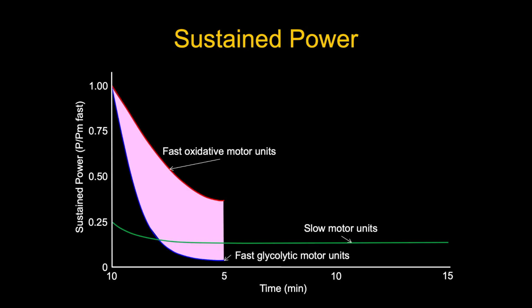In this graph, we're looking at sustained power. On the y-axis, we have sustained power, and on the x-axis, we have time in minutes. This diagram shows us that the fast oxidative motor units are best suited for power output over extended periods of time. Fast glycolytic fibers fatigue quickly, and slow fibers have low power outputs initially. It's important to note that not all aerobic activities are actually performed by slow motor units.